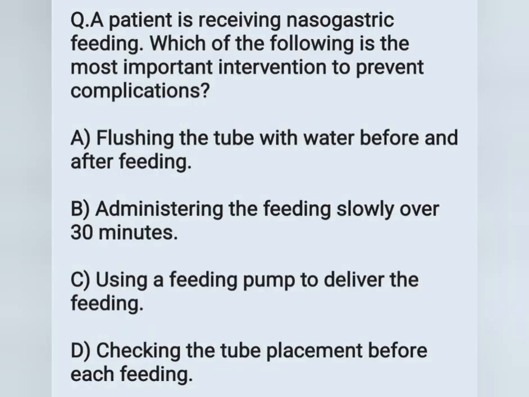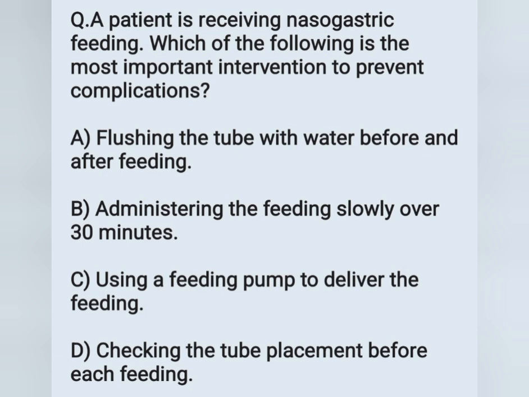Next question is, a patient is receiving nasogastric feeding. Which of the following is the most important intervention to prevent complication? Options: Option A, flushing the tube with water before and after feeding. Option B, administering the feeding slowly over 30 minutes. Option C, using a feeding pump to deliver the feeding. Option D, checking the tube placement before each feeding.